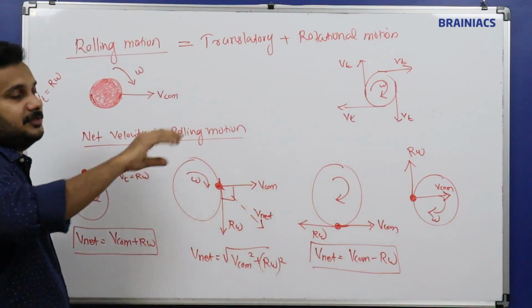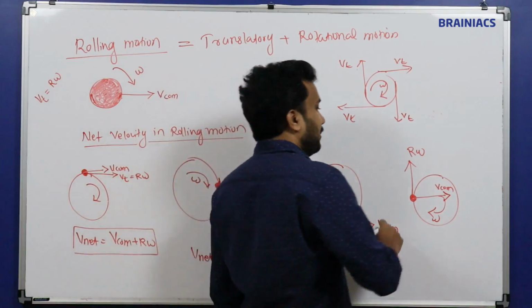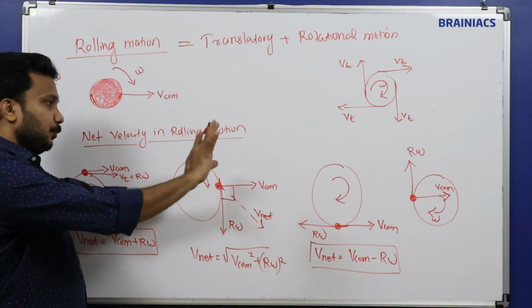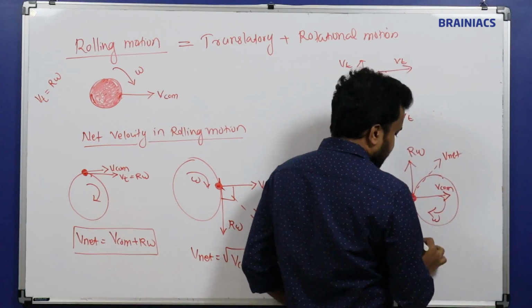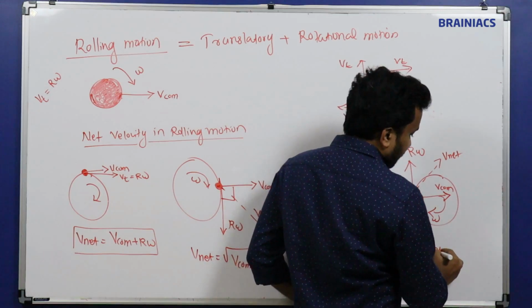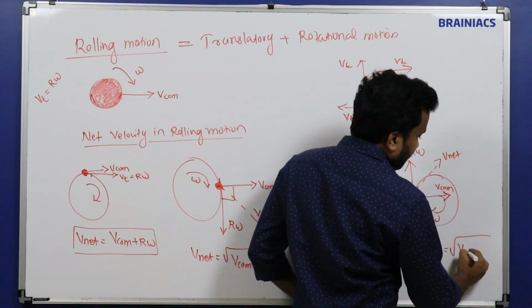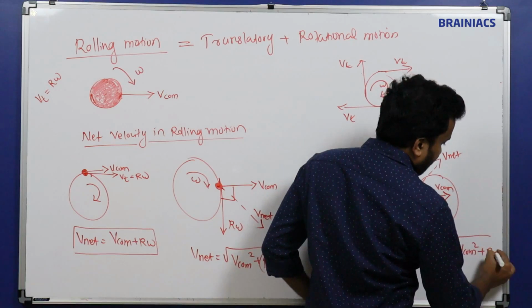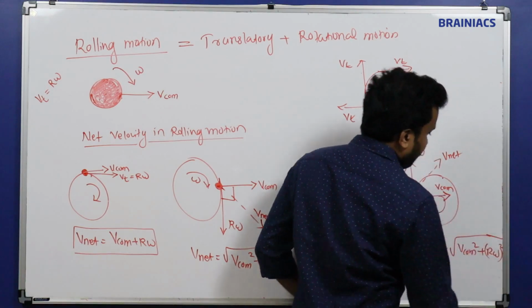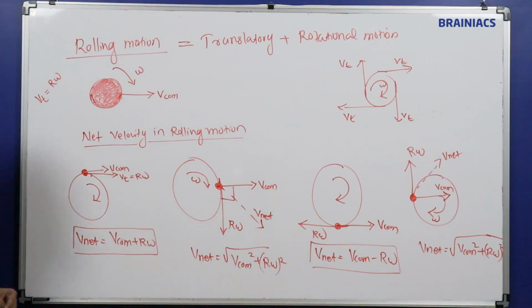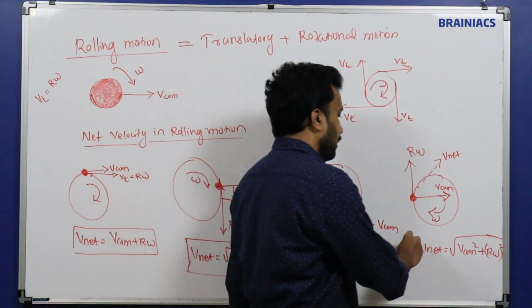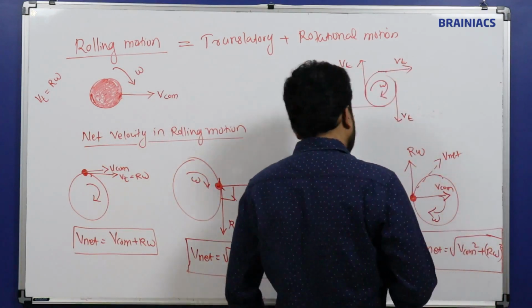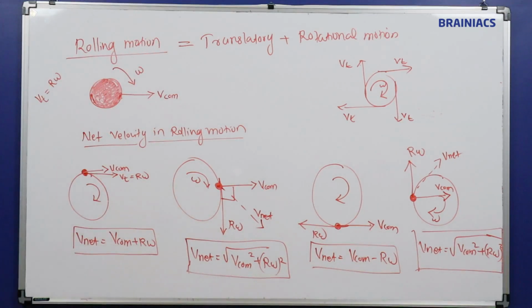Vcom is always pointing in the direction of the translatory motion. The body is moving forward, and we know this is our V net. So in this case, what is V net? Net velocity is the root of Vcom square plus R omega the whole square. So you can see the second one and the fourth one are exactly one and the same. So these four cases are important to remember.